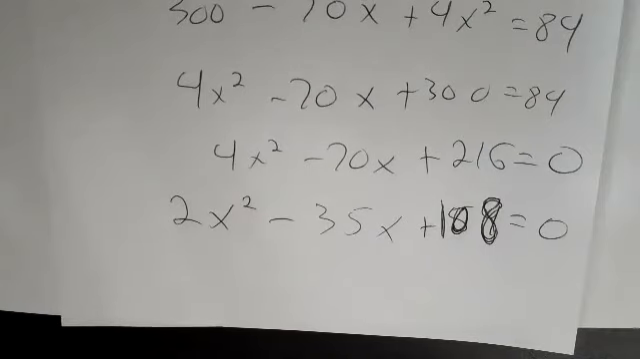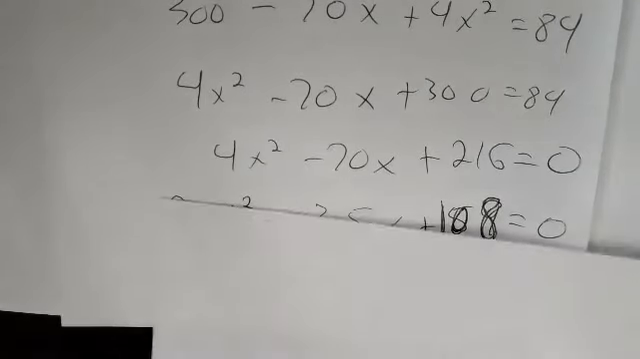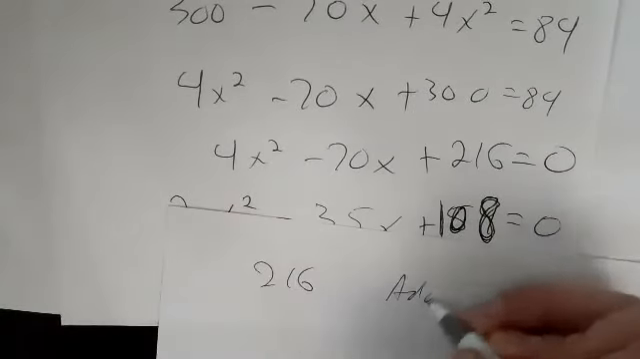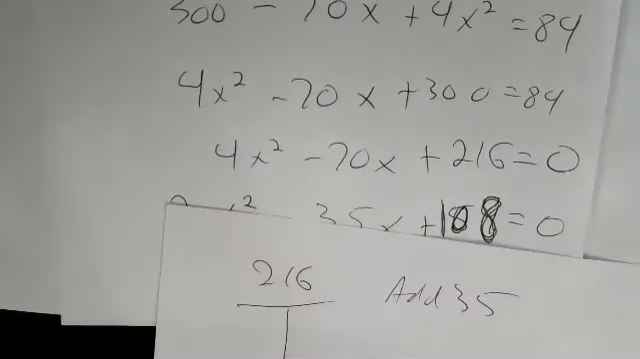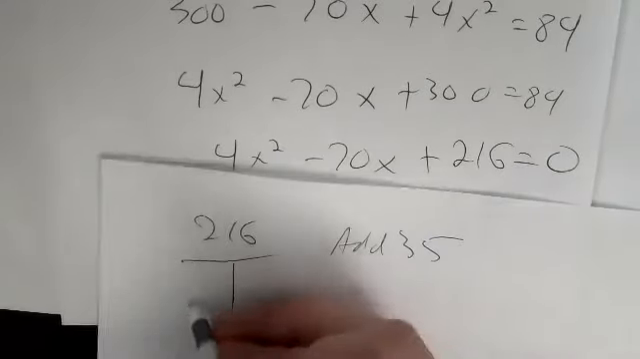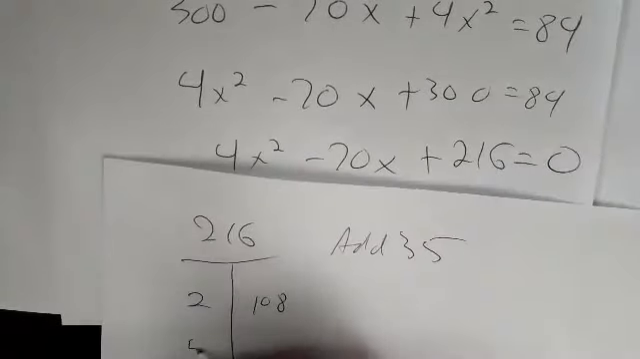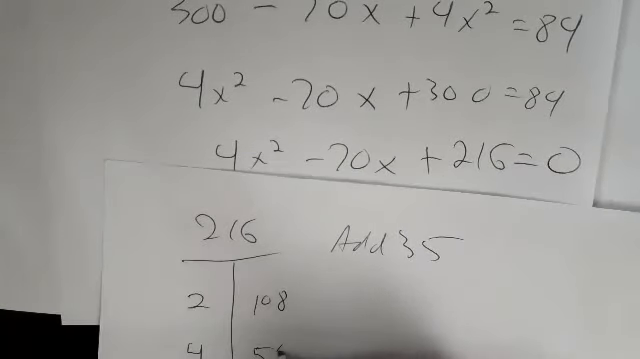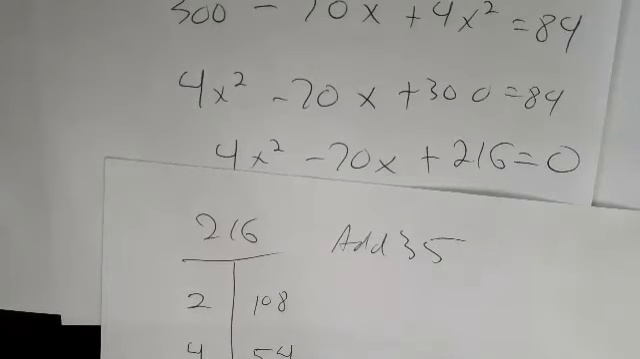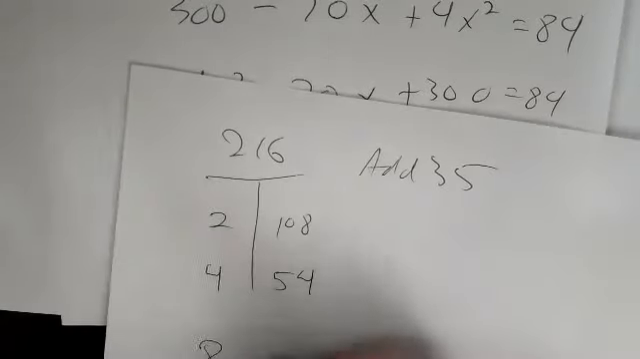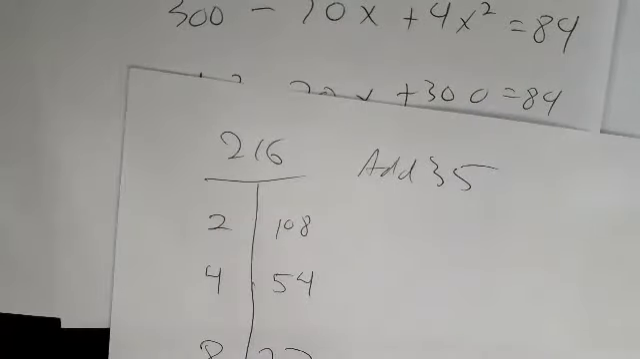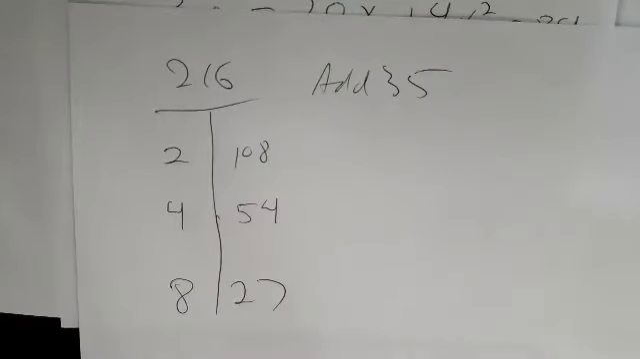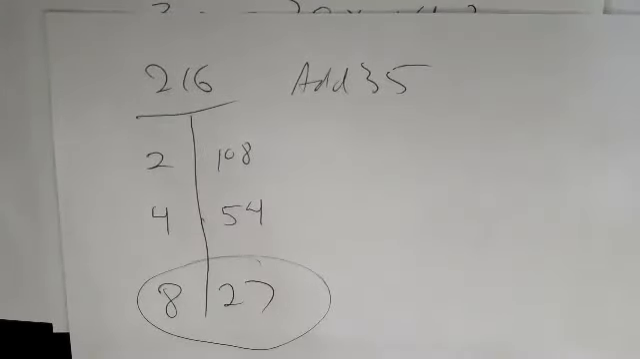So 2 times 108 is going to give me back 216. I'm looking at factors of about 216 and 35. That's maybe pretty safe. Or 254, I think. 216 divided by 8 is 27. 8 and 27 do it, huh? Ooh, okay. 8 and 27.